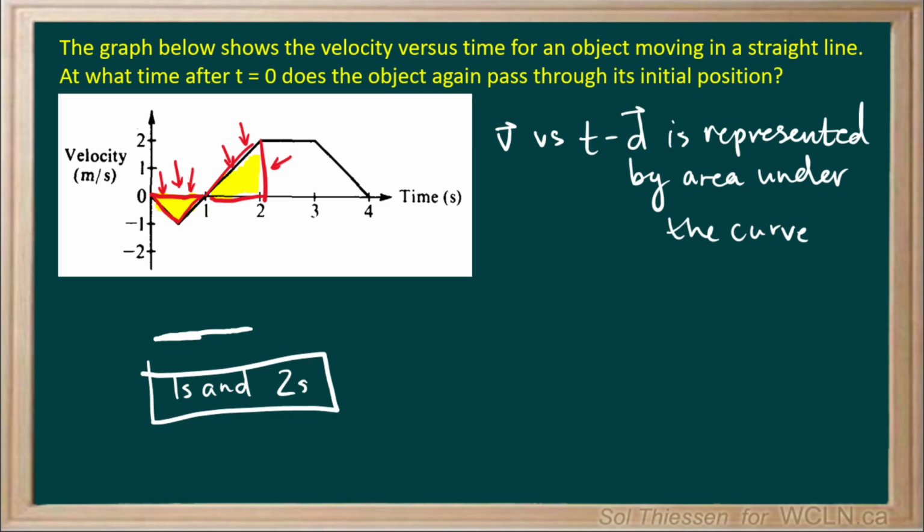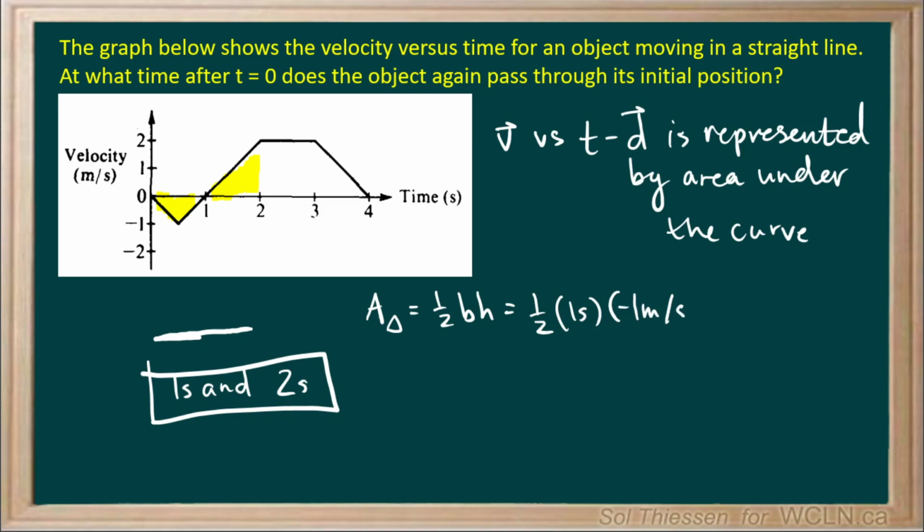Now we can actually try to prove this mathematically as well. So let's give that a shot. So first let's determine this negative area. It's simply a triangle. The area of a triangle is 1/2 base times height. So we'll take 1/2 times the base of 1 second times the height of -1 meter per second. That'll leave us with -1/2 of a meter, and that's the displacement during the first second. So we traveled backwards 1/2 of a meter.